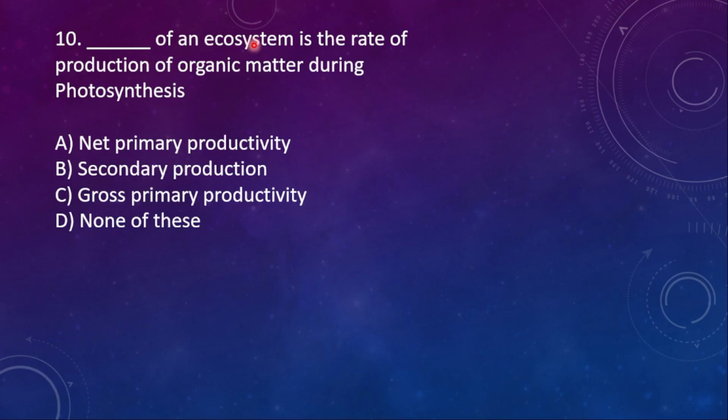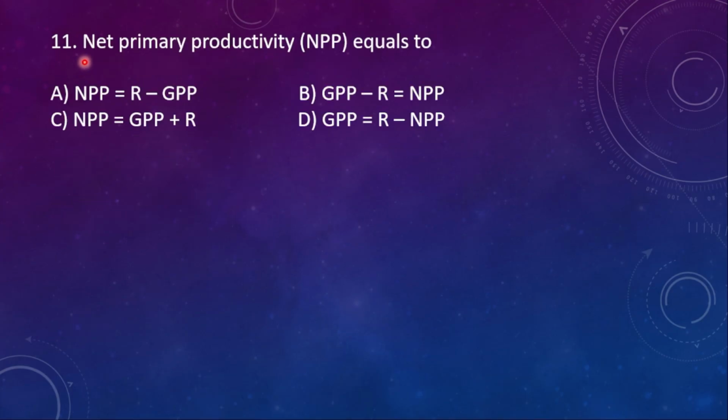Dash of an ecosystem is the rate of production of organic matter during photosynthesis. A. Net primary productivity, B. Secondary production, C. Gross primary productivity, D. None of this. Here the right option is option C, gross primary productivity. 11th one.